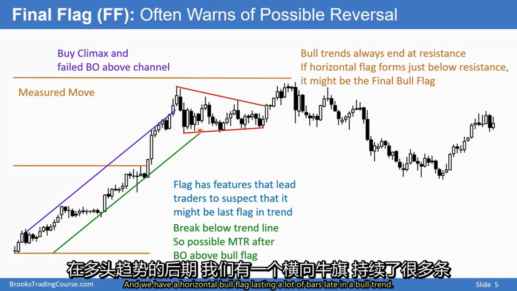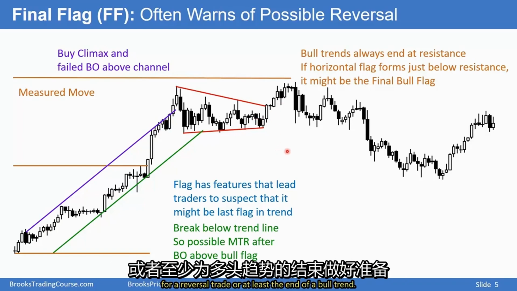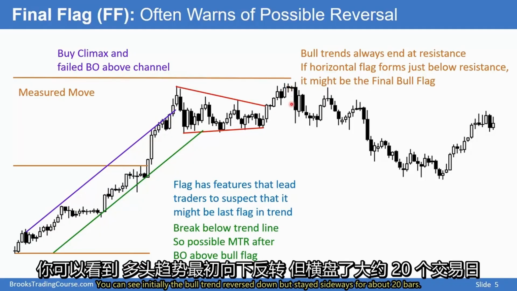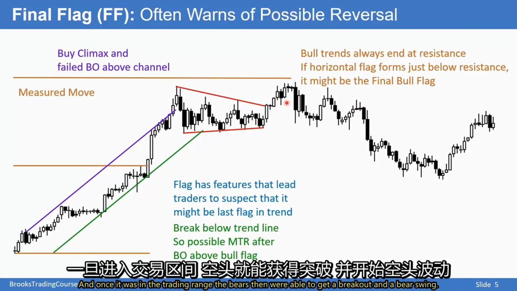And we have a horizontal bull flag lasting a lot of bars late in a bull trend. Those are all features that make traders be prepared for a reversal trade, or at least the end of a bull trend. You can see initially the bull trend reversed down, but stayed sideways for about 20 bars. So initially the final bull flag led to an end of the bull trend and the formation of a trading range. And once it was in the trading range, the bears then were able to get a breakout and a bear swing.